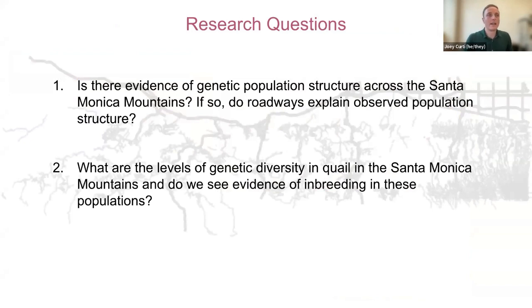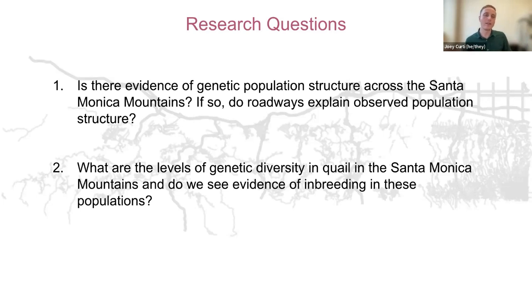So specifically, we have 2 research questions that we're hoping to address with this study and talk about today. The first is, is there evidence of genetic population structure across the Santa Monica Mountains? And when we talk about this term population structure, what we mean is, is there evidence in the genetic variation of these animals of their movement across the landscape and exchange of genetic material, or do these populations look rather isolated? And if they do look isolated, what best explains this genetic differentiation? Is it roadways? Is it some other abiotic factor, et cetera?